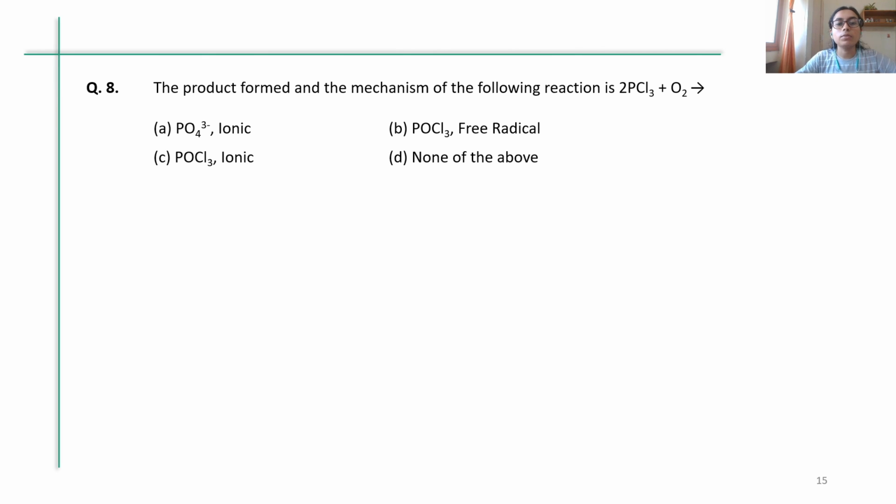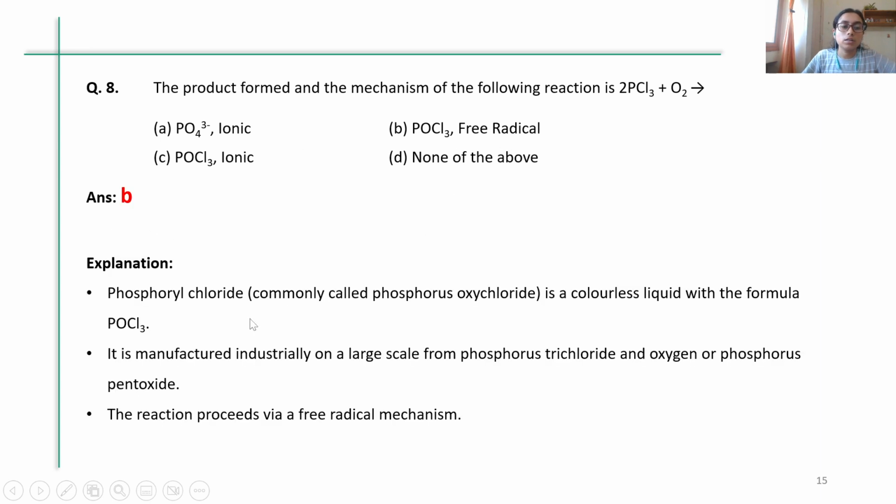Then the product formed, and the mechanism of the following reaction: PCl3 plus oxygen. So what will be the product? PO4 3-, POCl3, and what is the mechanism also? The correct answer is POCl3 and free radical.